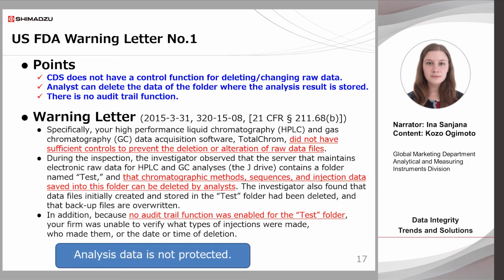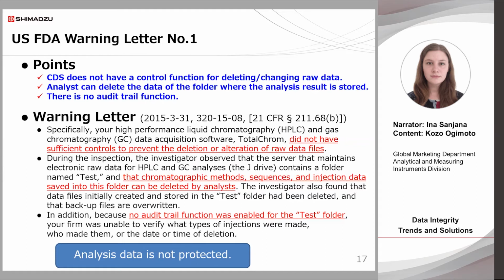Here's the first example. The bullet points under warning letter are taken directly from the original letter. Phrases in red show the main problems pointed out by the FDA. The points in blue summarize these issues. This warning letter was issued on the 31st of March 2015, and the ID is 3201508. By searching for this ID on the FDA website, you can find this warning letter.